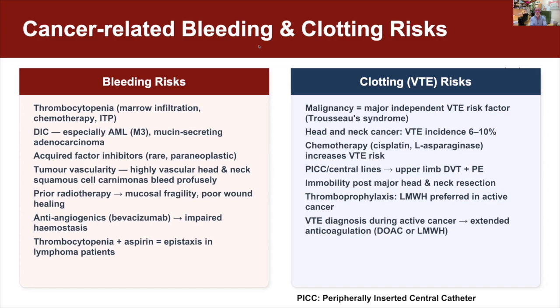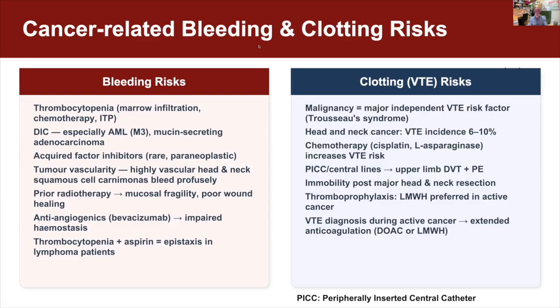Anti-angiogenics give you impaired hemostasis, and thrombocytopenia plus aspirin is a bad combination because you've got low platelets and an antiplatelet agent. This causes epistaxis. Clotting risks: malignancy predisposes to thrombosis, so-called Trousseau syndrome. In head and neck cancer especially, the VTE incidence is 6 to 10%, which is quite high. Certain chemotherapy drugs like cisplatin and L-asparaginase can increase the risk of venous thromboembolism. Peripherally inserted catheters and central lines, again, can predispose to VTE of the upper limbs.